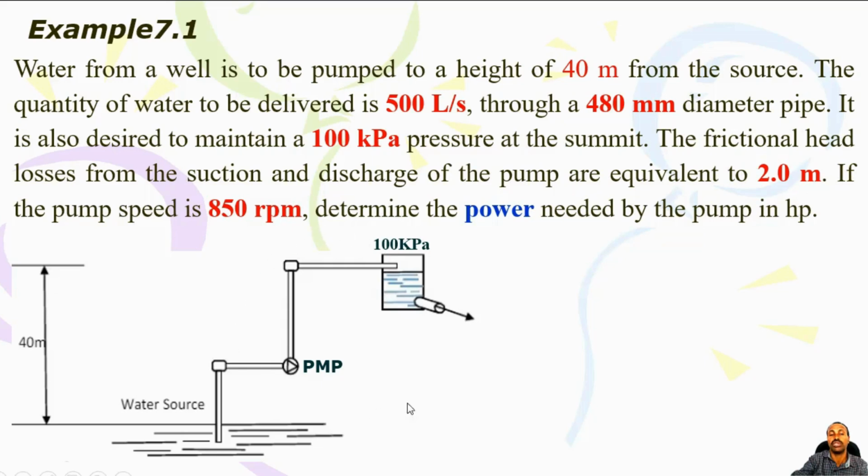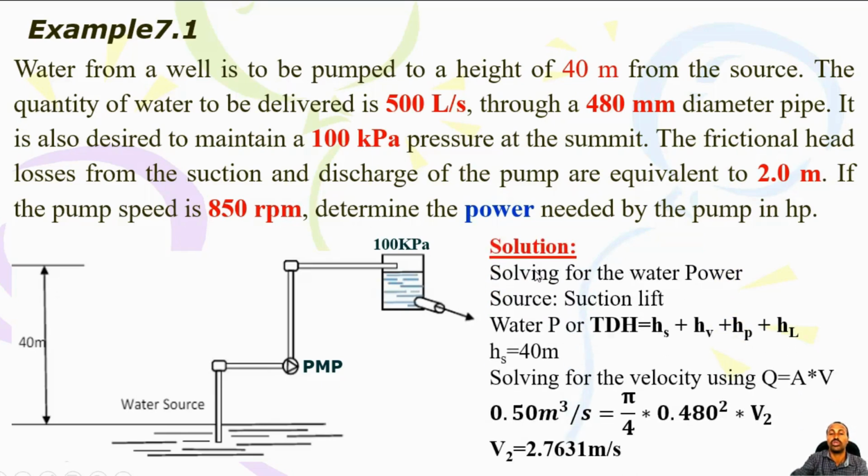So this is the arrangement you can see. The elevation difference from the source up to the reservoir is 40 meters, and at the summit it will attain 100 kilopascal. So what will be the power needed by the pump? Let us see the detail now. For the solution, we solve for the water power from the source, which is the suction lift you have. So we have water power.